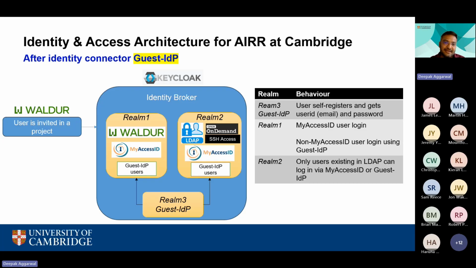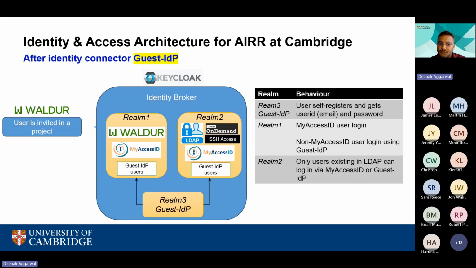Guest IDP is another realm in Keycloak, which acts as an identity provider to the other two realms. So basically, we have created an identity provider within Keycloak to provide the identities for the other realms where the services are sitting. What the guest IDP does is allow users to self-register themselves using their email address.